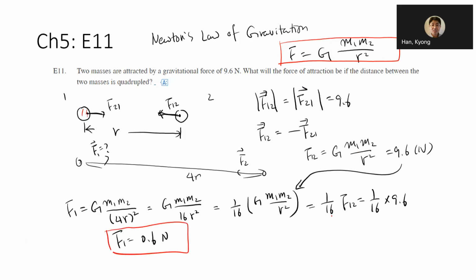The magnitude is 0.6. It is a factor of 16 reduction in the force. Originally it was 9.6 Newtons, but it is reduced 16 times because the distance is quadrupled, so the distance increased 4 times. The force is reduced, not increased.